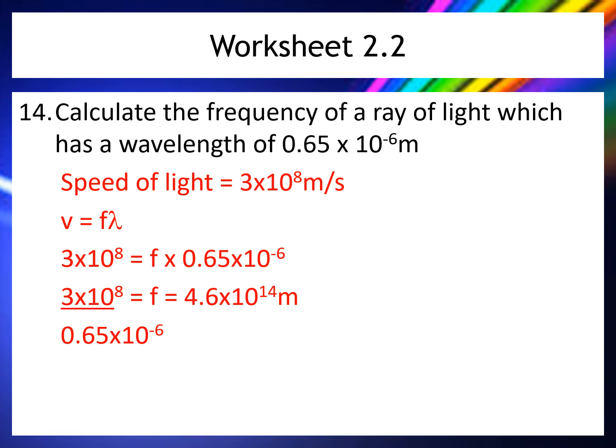If you're a little bit unsure about this, again, writing the numbers in first makes sure you secure your physics marks. At least then, if you make a mistake with the maths, you don't get penalised for that too. Okay, so I'm going to put the numbers in. 3 times 10 to the 8 is equal to frequency multiplied by 0.65 times 10 to the minus 6.